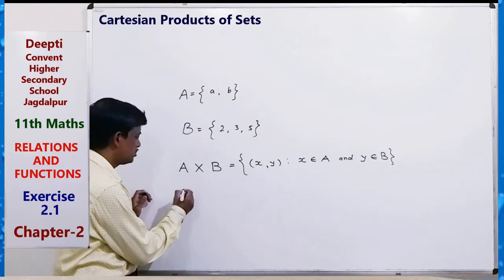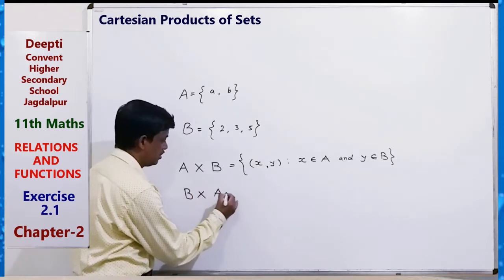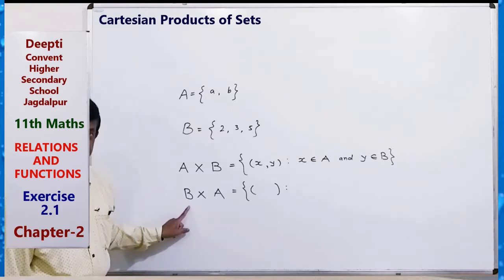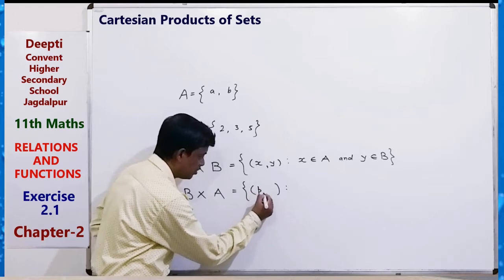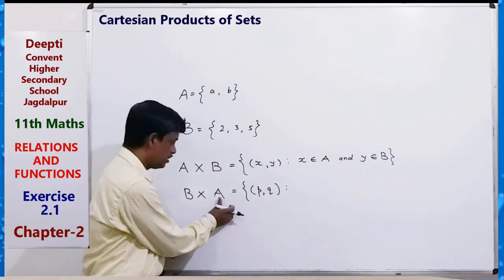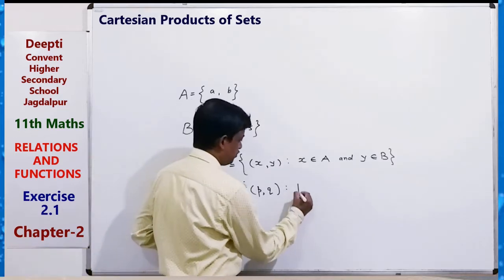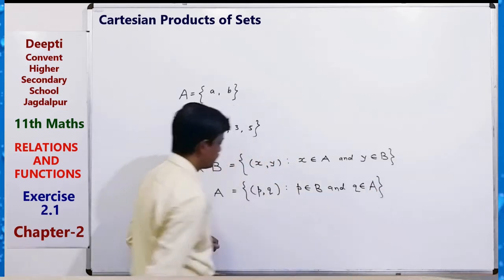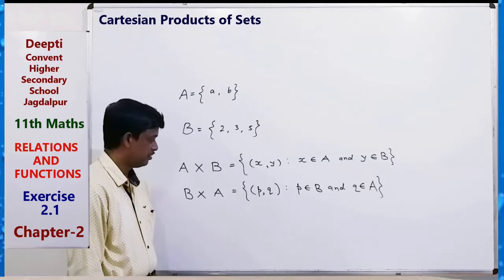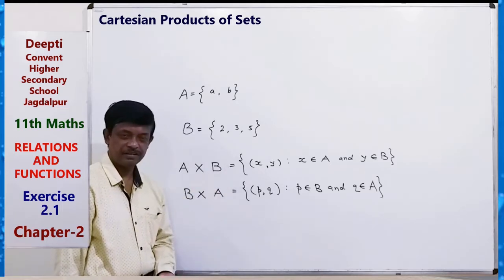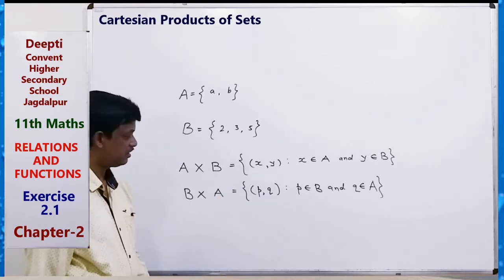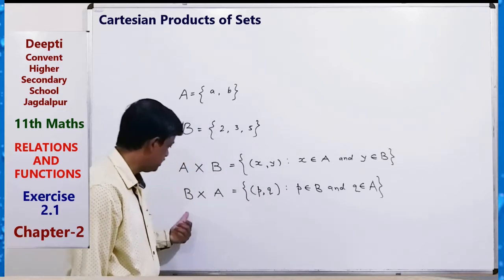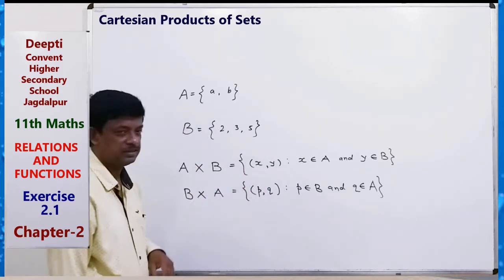Similarly, suppose we write B cross A. Then this also contains ordered pairs (p, q), where p belongs to B and q belongs to A. From these two sets, we can see that both are not equal, because in all ordered pairs here the first element is from set B, and there the first element is from set A. So the ordered pairs are not equal.